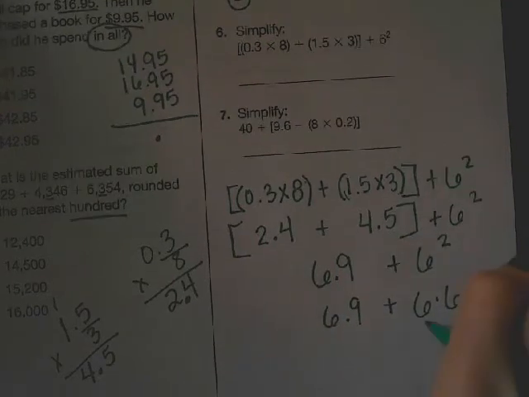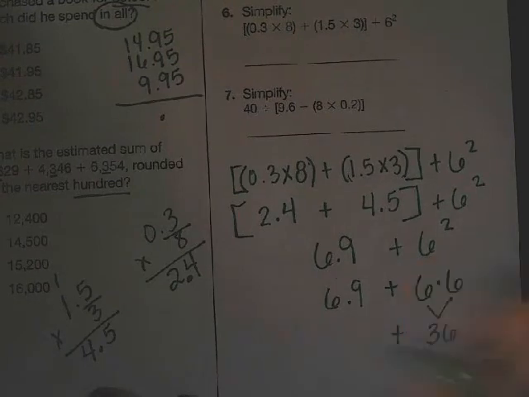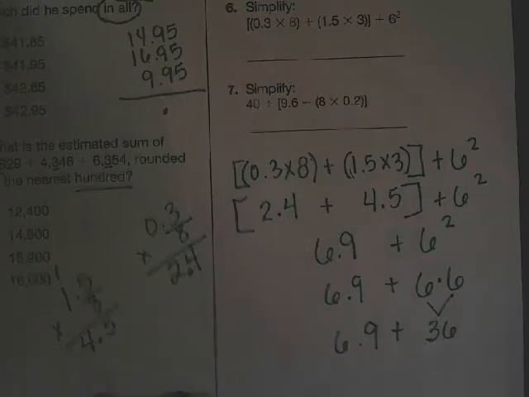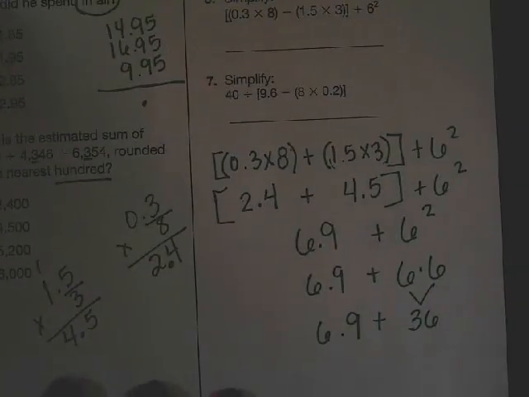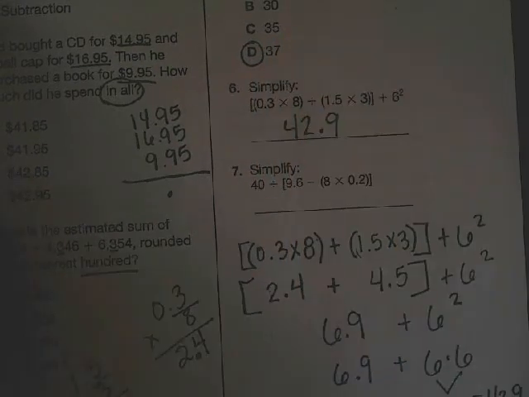What is 6 times 6? That is 36 plus 6.9, and that gives you 42.9. So that is the answer to number 6, 42.9.